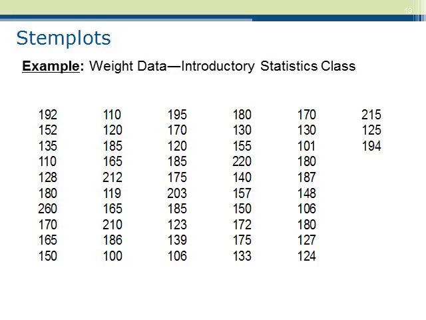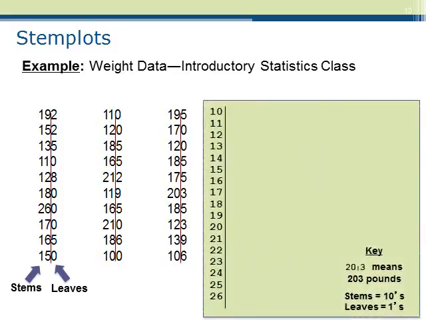Let's do an example together where we construct a stem plot. Here our data set consists of 3-digit numbers, so our stems will be of length 2 and our leaves will be of length 1. The stems will range from 10 to 26, as the smallest observation is 100 and the largest is 260. After listing each stem, we will draw a vertical line to separate them from each leaf. For each observation, we will record the last digit next to the correct stem.